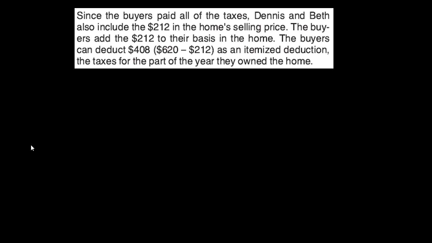Since the buyer paid all the taxes, Dennis and Beth also include $212 in the home's selling price. So you might say, well, they still paid it. Why don't we get the deduction on Schedule A? But because they didn't own the home for the whole year, they only owned it for part of the year. They paid property taxes for part of the year that wasn't actually theirs, and therefore it should be part of the transaction for the sale. So the buyer adds the $212 to their basis in the home. The buyer can deduct $408, which is the $620 minus the $212, as an itemized deduction, the taxes for the part of the year they owned the home.